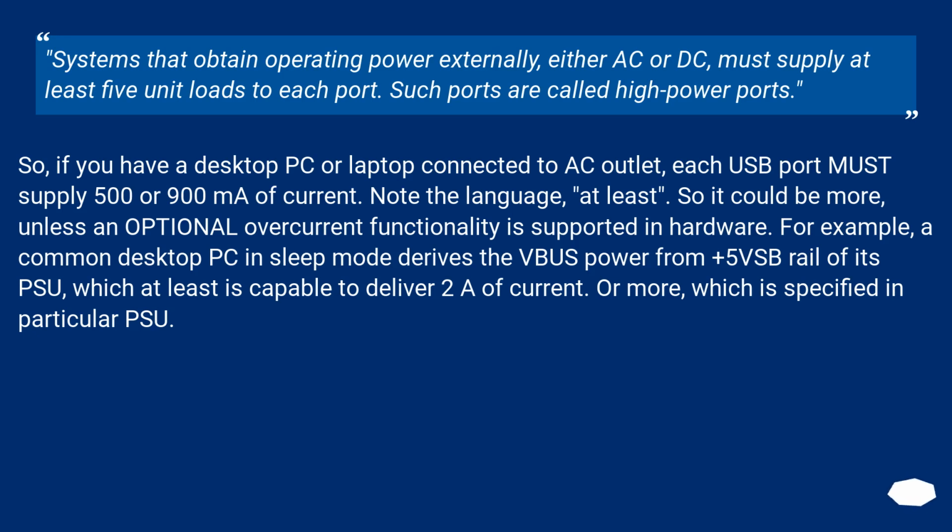For example, a common desktop PC in sleep mode derives the bus power from the +5VSB rail of its PSU, which at least is capable of delivering 2A of current. Or more, which is specified in the particular PSU.